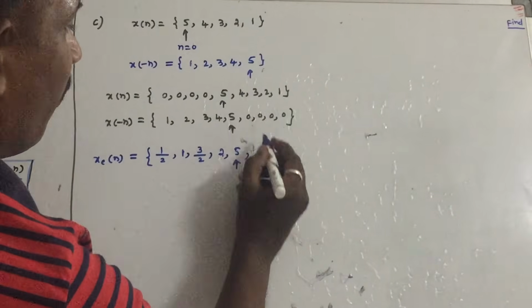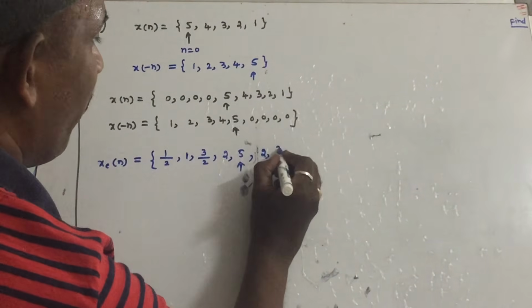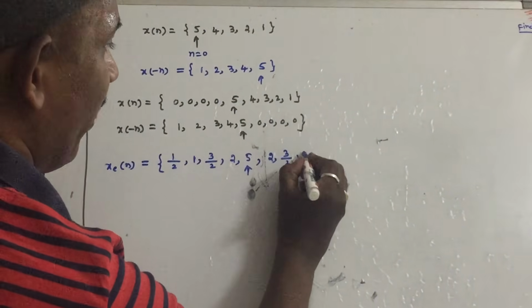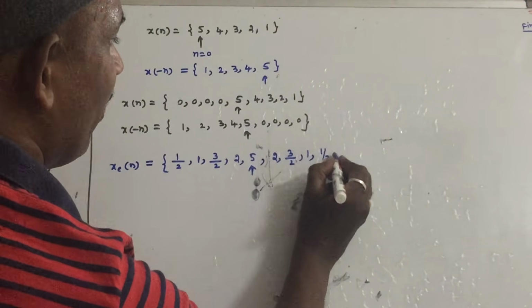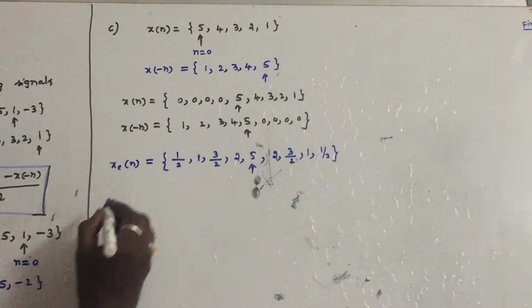Keep arrow here. 4 plus 0 by 2, it will become 2. 3 plus 0 by 2, it will become 3 by 2. 2 plus 0 by 2, it will become 1. 1 plus 0 by 2, it will become 1 by 2. So this is the even component.